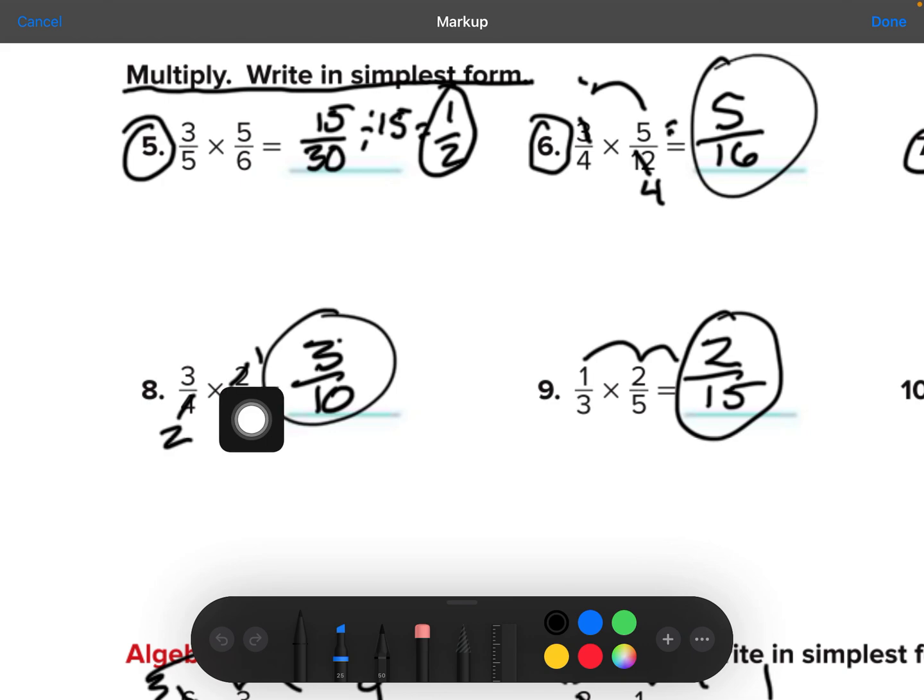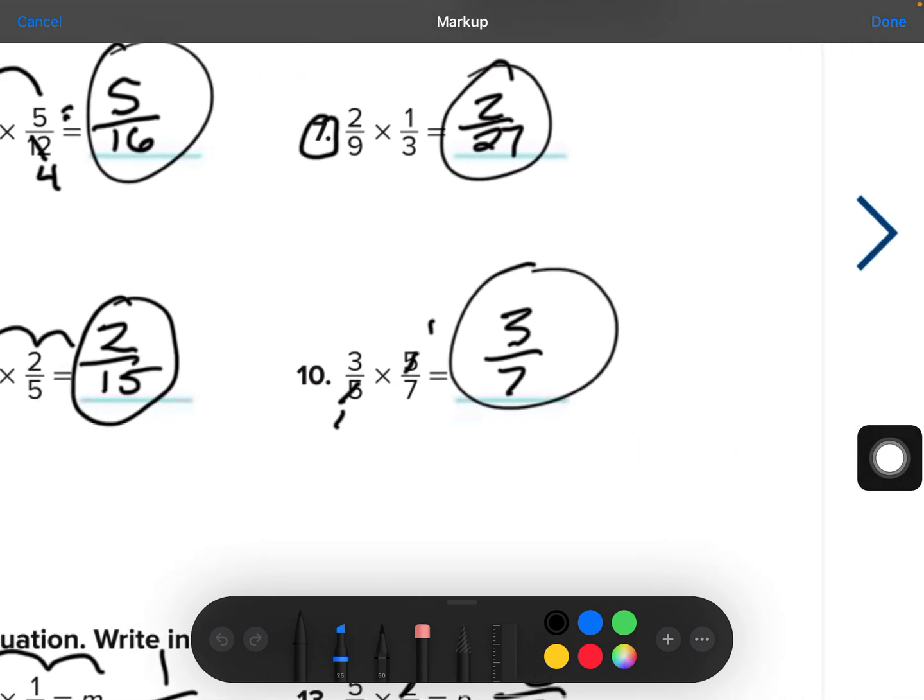Okay, with this one, we wised up and we decided that 2 could go into 2 here, and 2 can go into 4 here. So 3 times 1 is 3, 2 times 5 is 10, and that is its simplest form. This one over here we couldn't simplify, so then we just multiplied straight across. 1 times 2 is 2, 3 times 5 is 15.